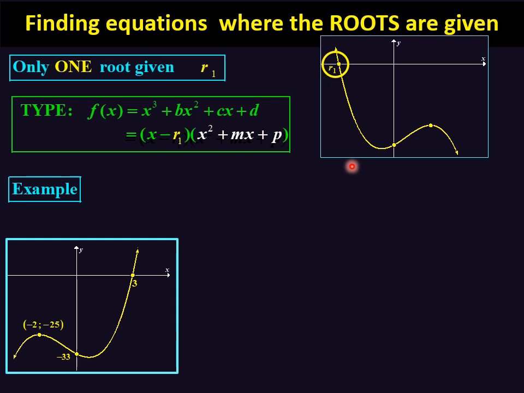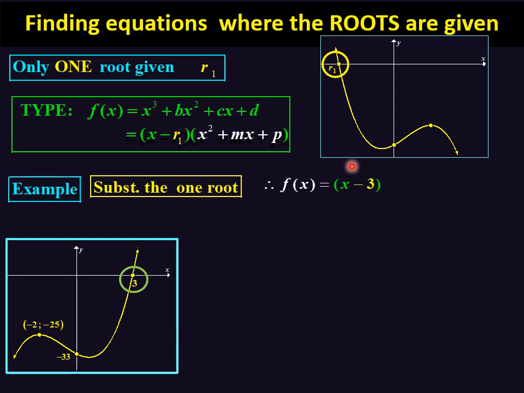What is the real root here? x equal to 3. So let's substitute that one root. There's a positive 3, so I end up with x minus 3. Then we have a quadratic, and there is a quadratic x squared plus mx plus p.